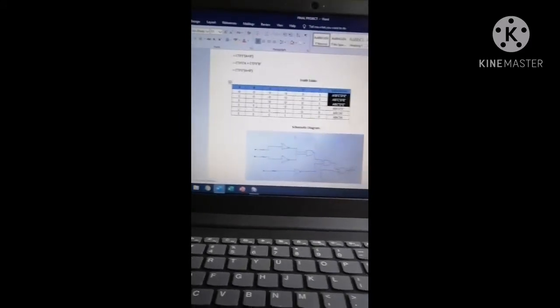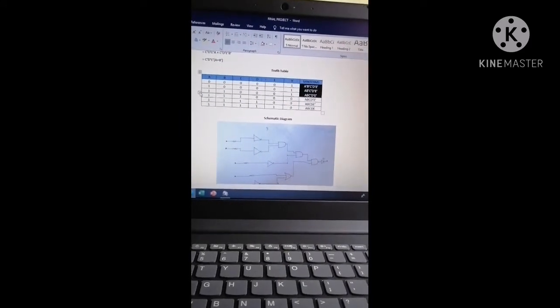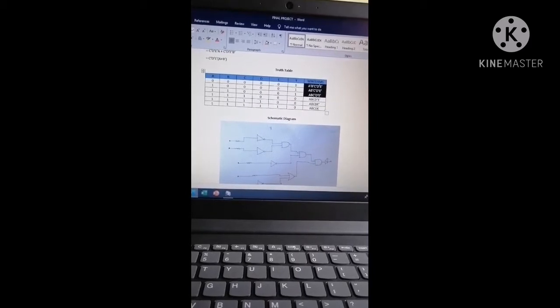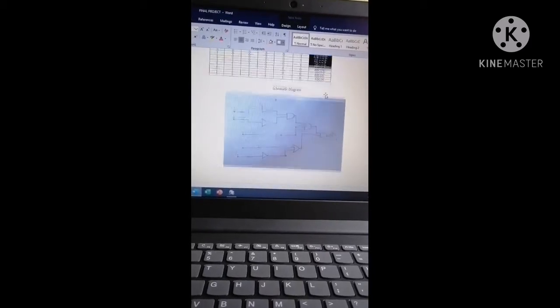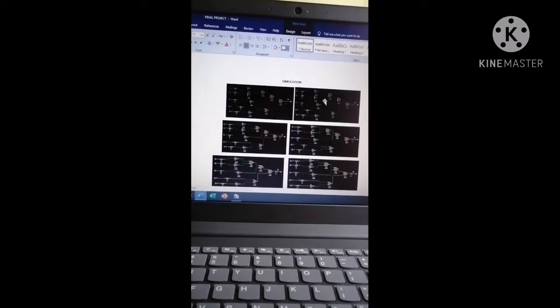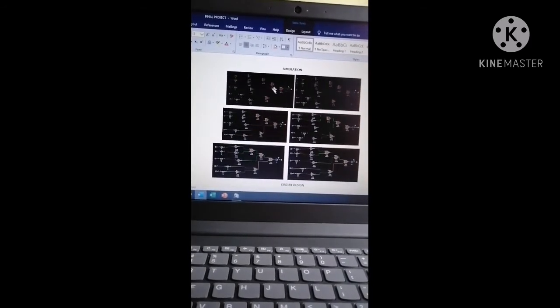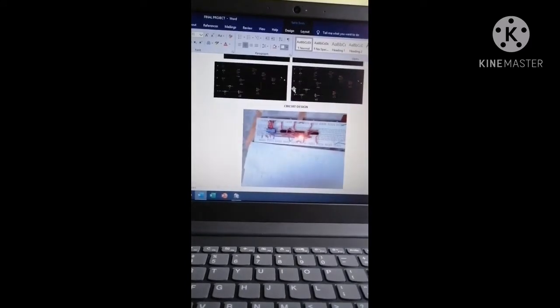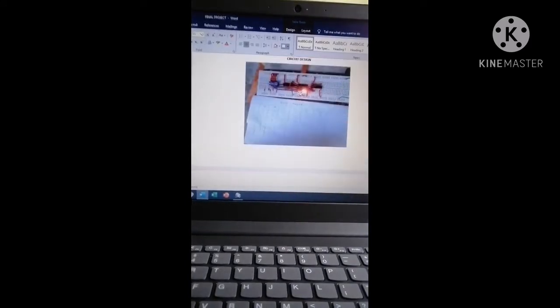So here's the truth table, then the min terms, the schematic diagram, then the simulation, the combination of all, and the circuit design.